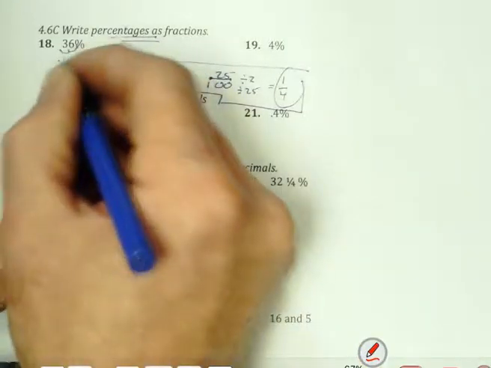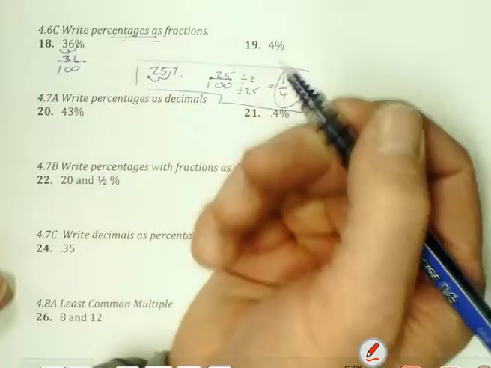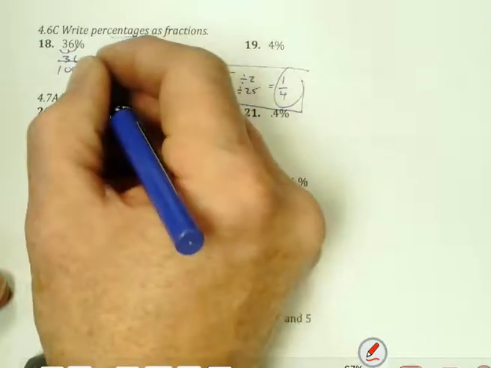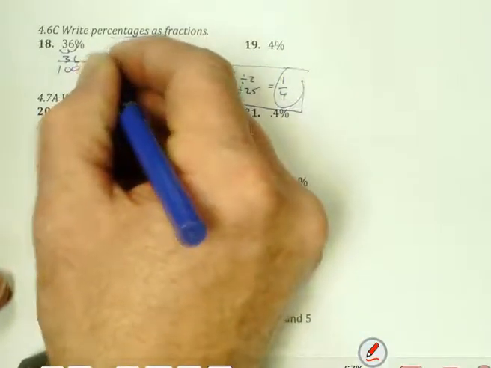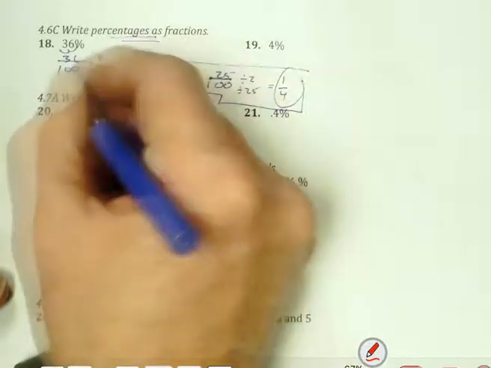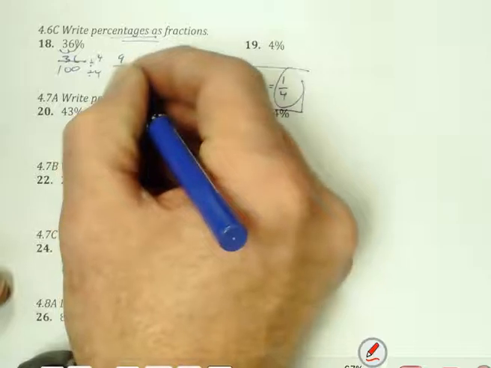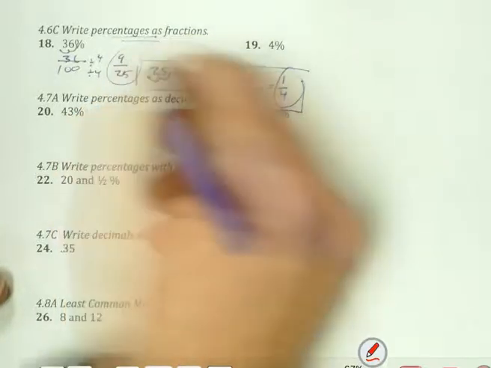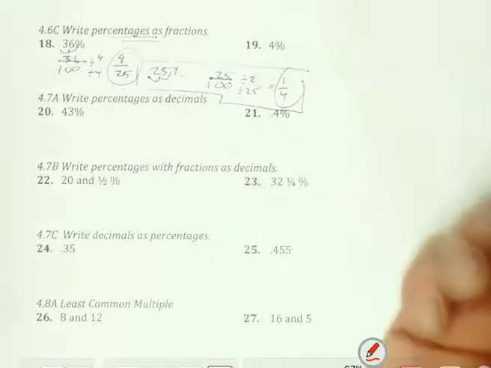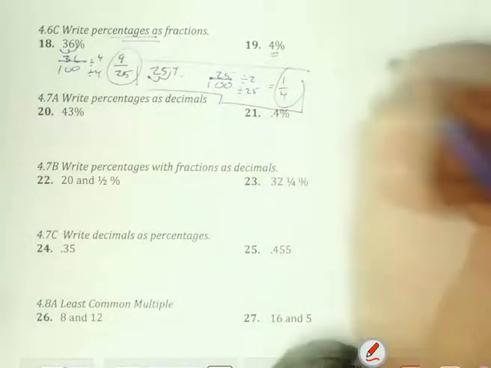All right, so 36%. So now I got 0.36. I made it into a decimal. Then I got 36/100ths. Let's see. I can divide those both by, let's just start by dividing by 4. Divide by 4, divide by 4. 36 divided by 4 is 9. 100 divided by 4 is 25. And again, you can use your calculator to do this. I got 9/25 there.